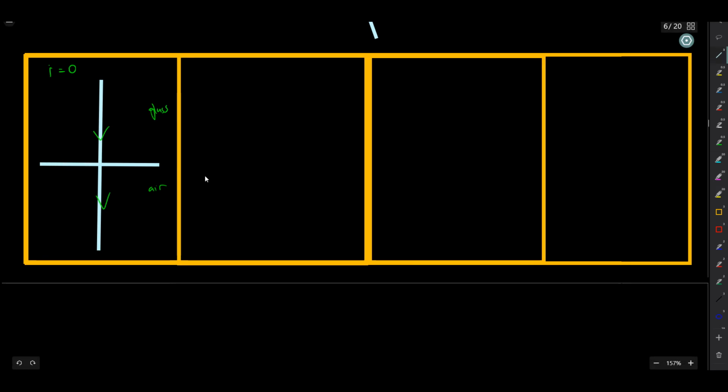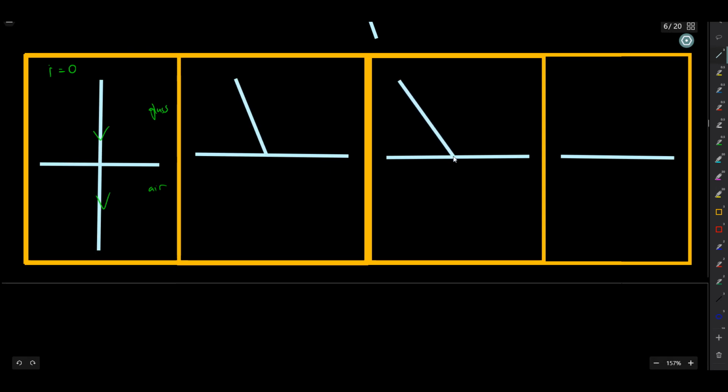Now for the next 3, maybe you can just draw the boundary first, and then different angles of incidence. So remember, this is glass to air. This is the case when i is less than c. Now c is a special angle, known as the critical angle. Critical angle is really just a value.